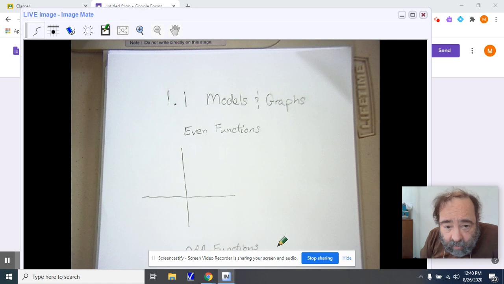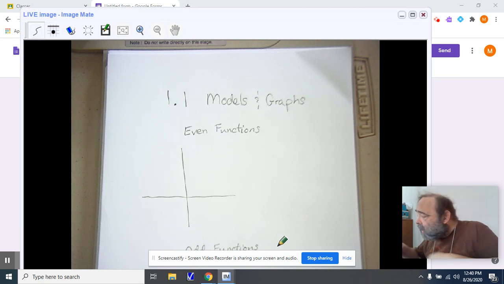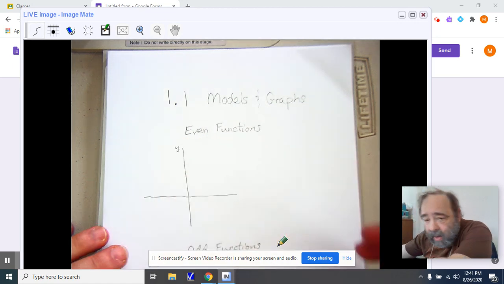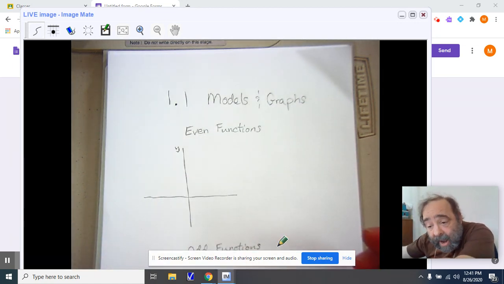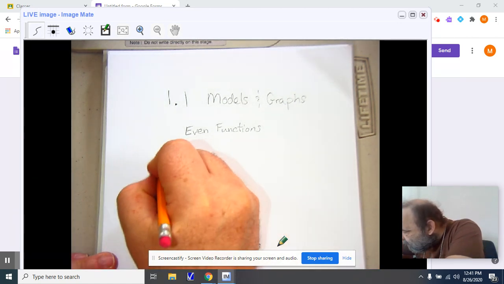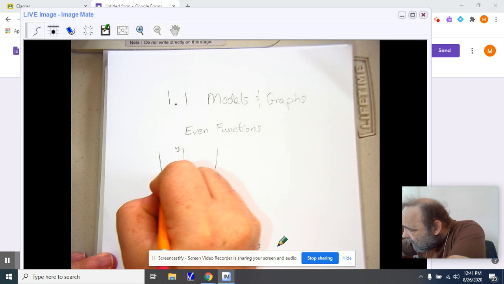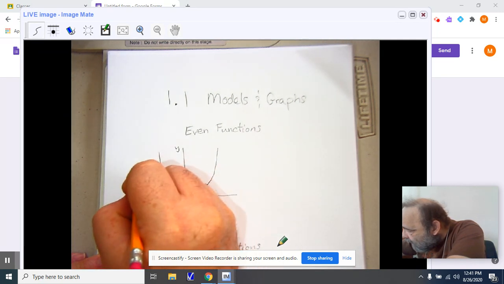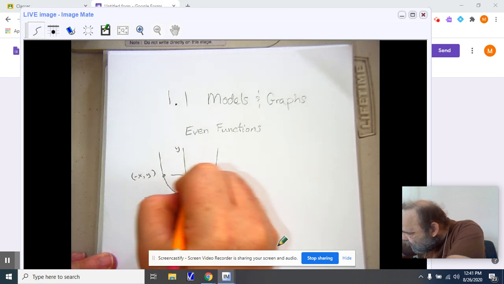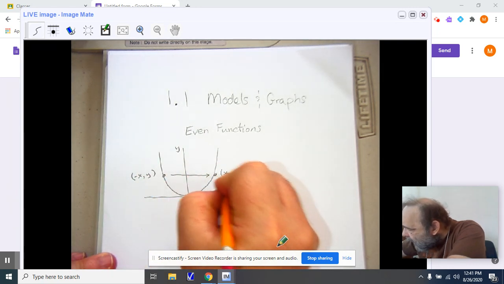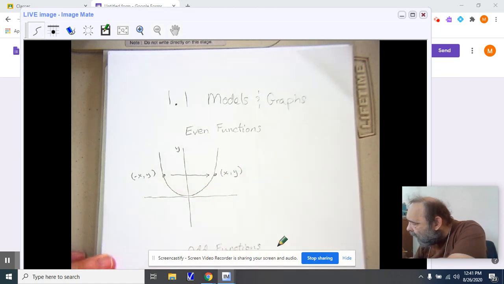First of all, when we're talking about even functions, we're talking about symmetry through the y-axis. So we are talking about symmetries. Graphs of even functions will always be symmetric to the y-axis. That means that if I have a point on the left side, which is negative x, y, there has to be a mirrored image through the y-axis, and we'll identify that mirrored image as x comma y.